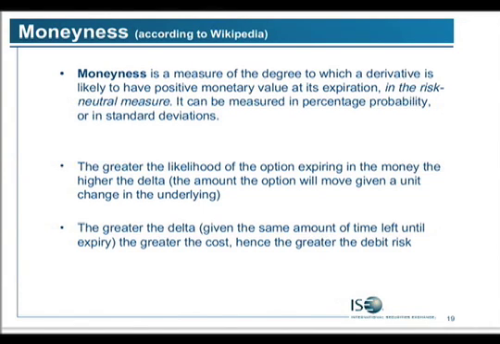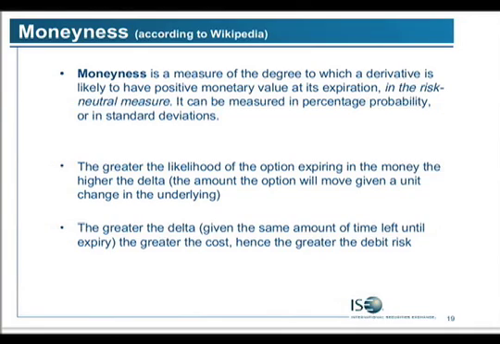Let's get to moneyness. The term, according to Wikipedia, is the degree to which a derivative is likely to have a positive monetary value at its expiration in a risk-neutral measure. It can be measured in percentage, probability, or in standard deviation. Another way to look at it is the greater the likelihood of the option expiring in the money, the higher the delta. And delta is something I'm going to go through in a couple of weeks when I talk about the option Greeks.